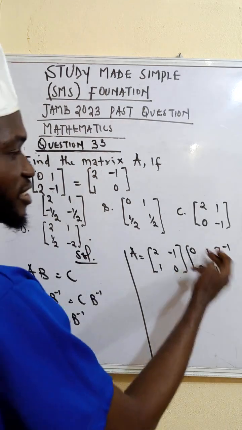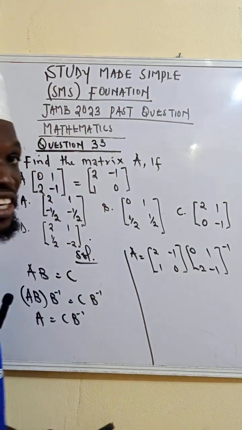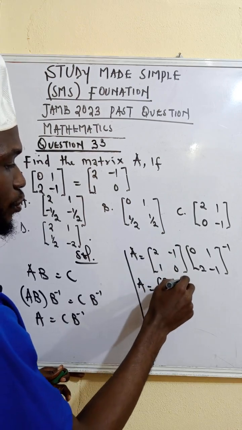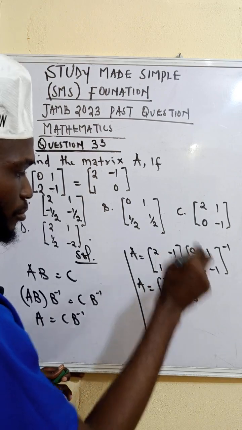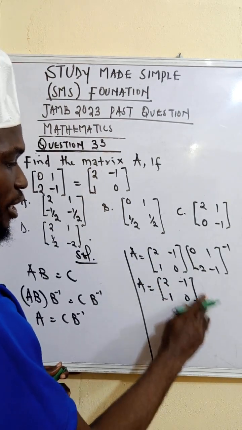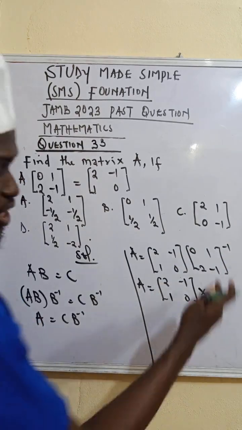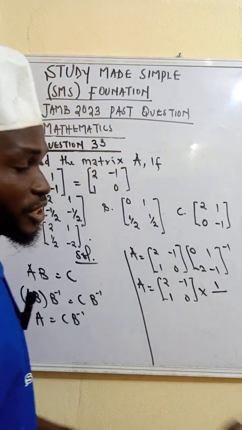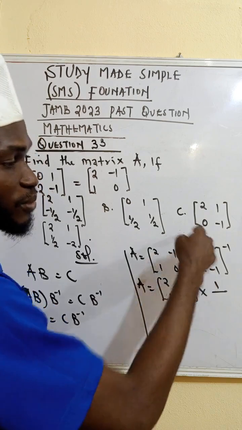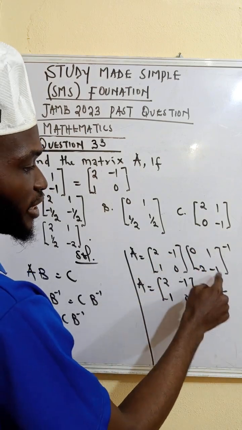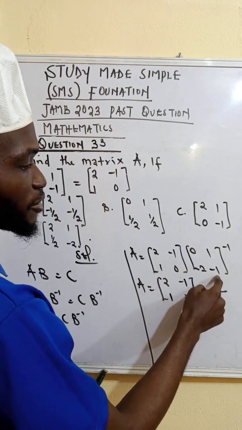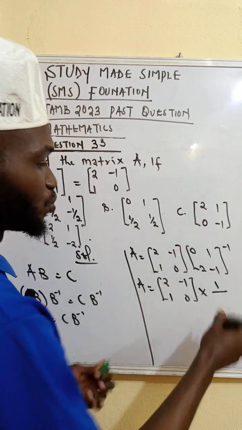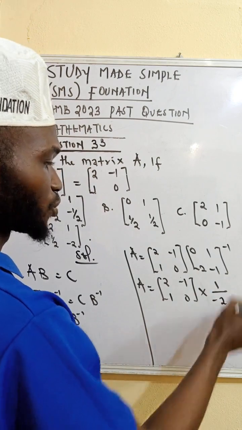There is a simple way to get the inverse of a 2 by 2 matrix without wasting time. Let's keep this as 2, minus 1, 1, and 0. In order to get the inverse of this, I first have to take the determinant. I will take the inverse of the determinant: multiply this and subtract this by this. 0 times minus 1 gives me 0. Minus 1 times minus 2... 1 times 2, that will give me minus 2. So that's what I will have there.